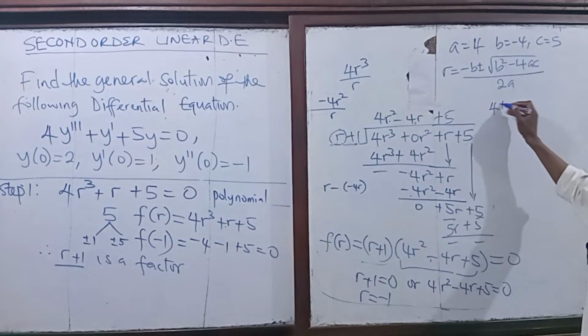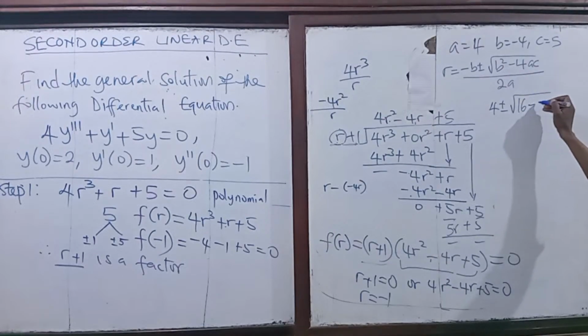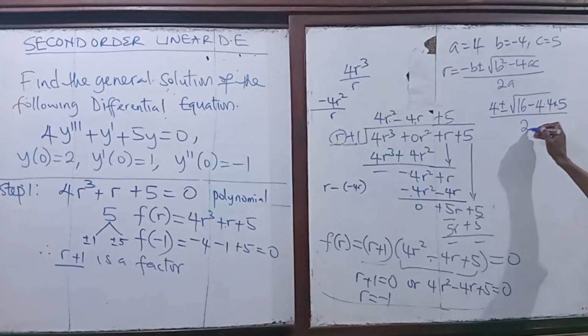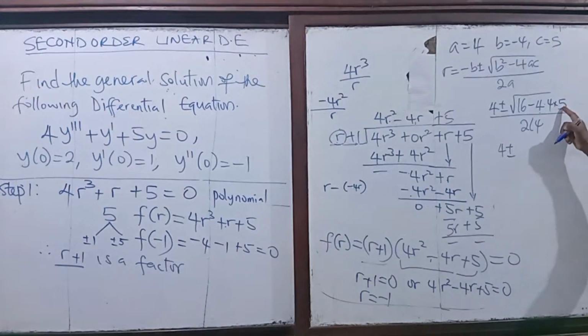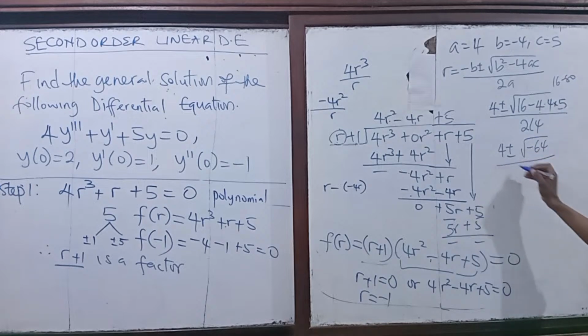So that will be equal to, b is minus 4, so minus b is 4, plus or minus the square root of 4 squared, that's 16, minus 4 times a, that's 4, times c, that's 5, over 2 times 4. So we're having 4 plus or minus the square root of 16 minus 4 times 4 times 5, that's 80. So 16 minus 80 is minus 64, over 8.